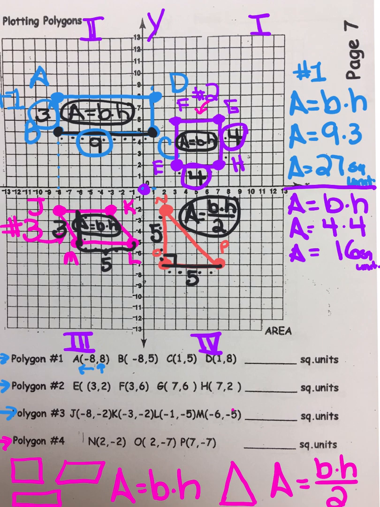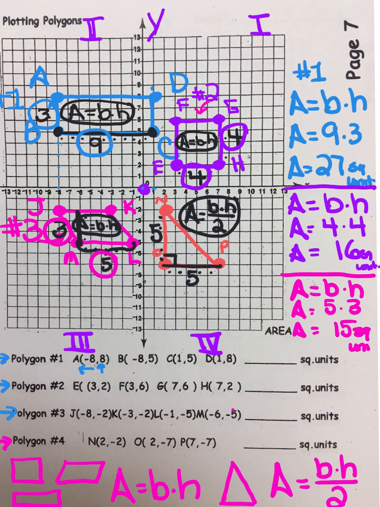And the last quadrilateral we're going to look at is the parallelogram. Again, we're going to use the same formula. We're going to multiply a base of 5 times 3. 5 times 3 gives us an area of 15 square units. So 27 square units, 16 square units, and 15 square units. Please make sure you have all these notes on your page. Pause the video if you need a little time.